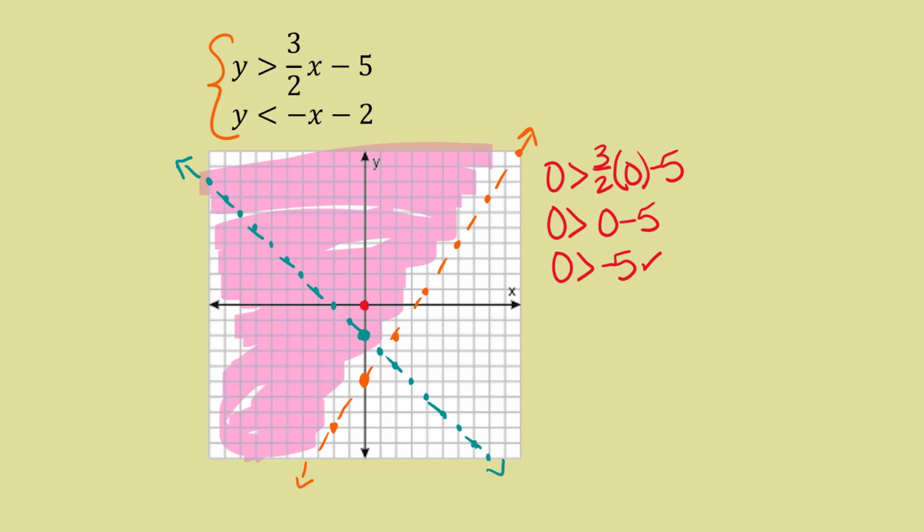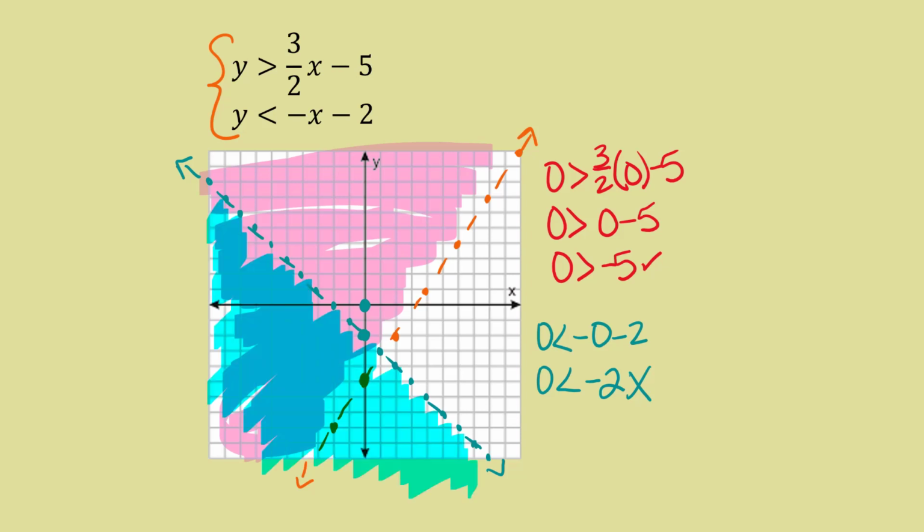Again, I need to figure out which side of the line the values of this are true. So I'm going to test my point of 0, 0. I can use the same test point because it's not on the line. So I'm going to say 0 is less than negative 0 minus 2. This time we get that 0 is less than negative 2, which is not true, which means that this time, instead of shading on the same side where our test point was, we need to shade on the opposite side. And it's going to look like this.